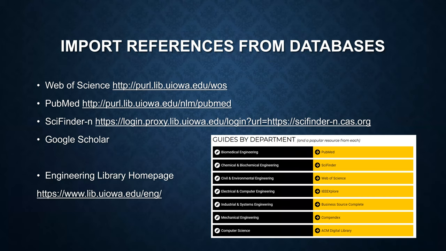Now I'm going to show you how to import reference records from different databases. If you go to the engineering library homepage, you can find all the sources here, like Web of Science, PubMed, SciFinder, and Google Scholar.